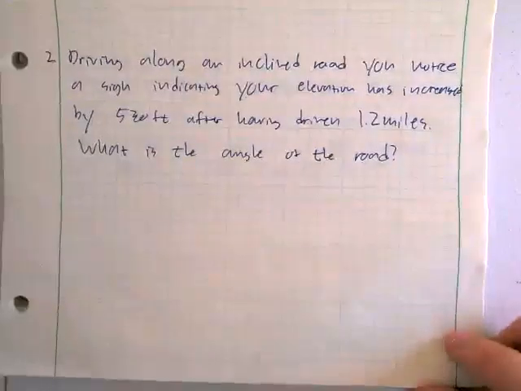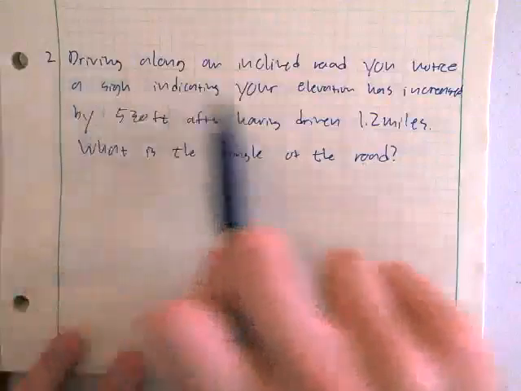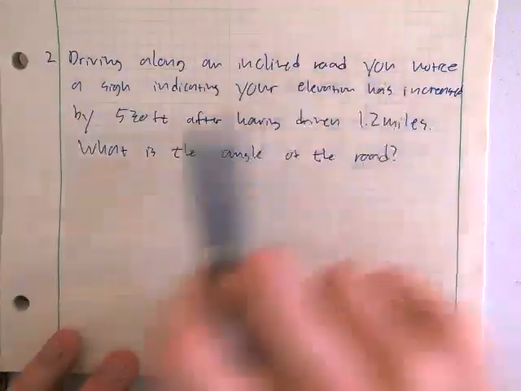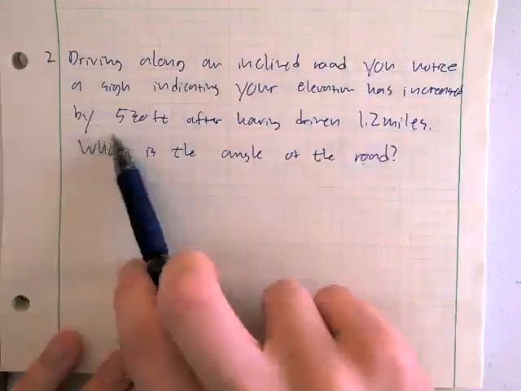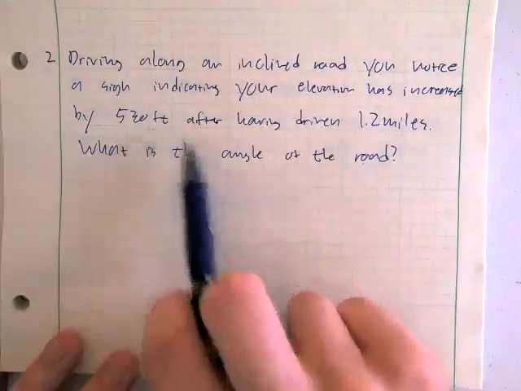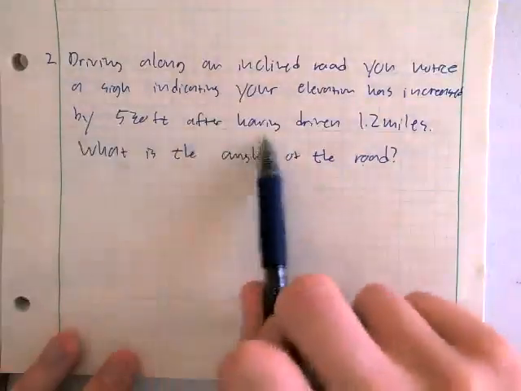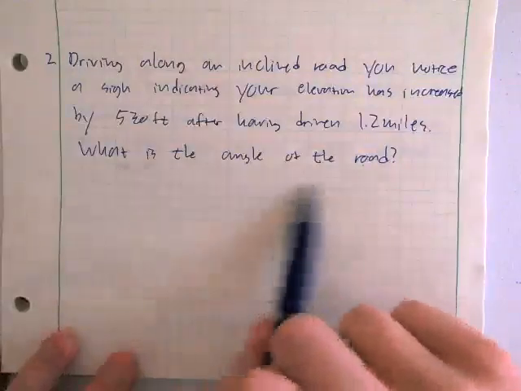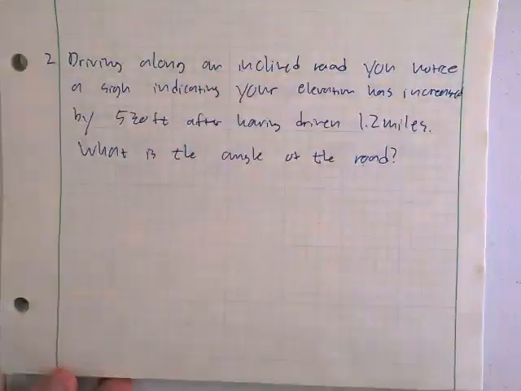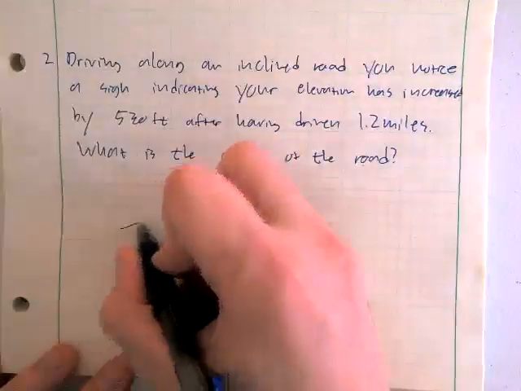Okay, so we'll do another one. We'll look at some of our two-dimensional vector addition. In this case, we're driving along an inclined road, and we notice a sign indicating our elevation has increased by 530 feet. We notice the sign after we've driven, looking at our odometer, 1.2 miles. And so what we want to know is what is the angle of the road. Again, this is just looking at our two-dimensional stuff. We are going up at some slight incline.